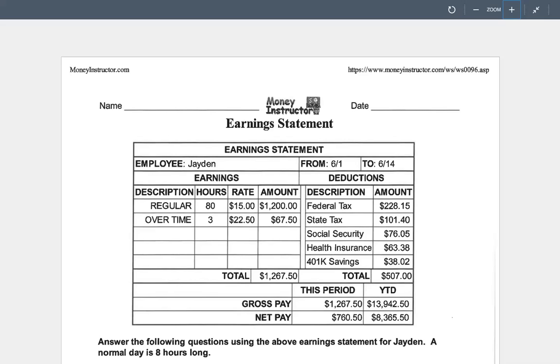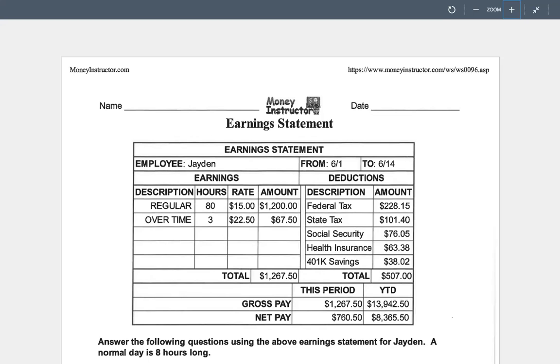So below the word deductions, there's a word description and amount. There's two columns. The description just describes. That's what a description means. So in that column, you see federal tax, state tax, Social Security, health insurance, 401k savings. Okay, so those are all the descriptions. Then you have the amount on the right-hand side of that. And that tells you the amount that's being taken out.